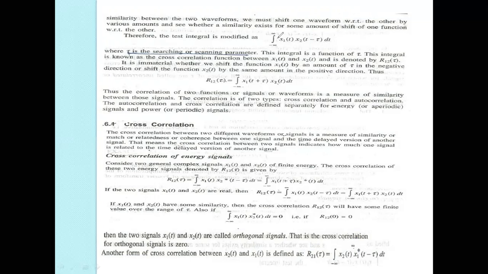So the test integral is modified as the integral from minus infinity to infinity of x1 of t x2 of t minus tau dt, where tau is the delay, the searching or scanning parameter. This integral is a function of tau, known as the cross correlation function between x1 and x2, and it is denoted as R12 of tau.